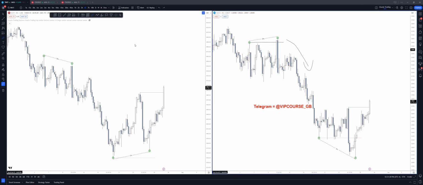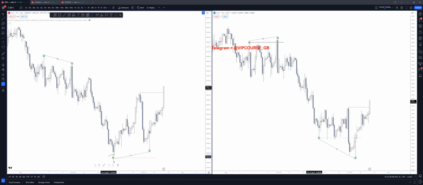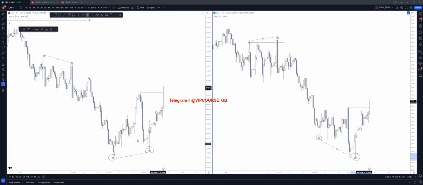Well, because these are USD pairings, right? They're both USD pairings. They're the same market. They're correlated like this. Here on the sell side, we've seen a higher high on ES and a lower low on the Dow Jones.